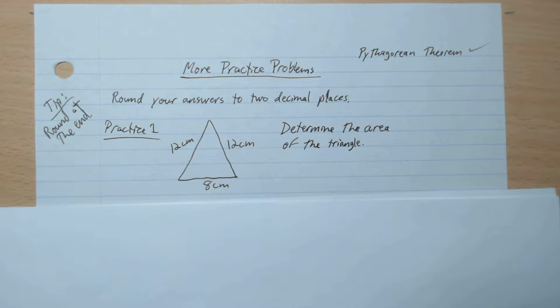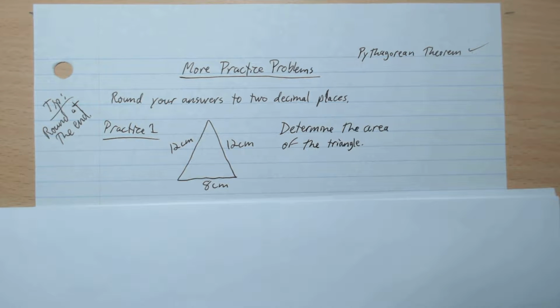So let's get started. Practice 1. Triangle 12, 12, 8. Determine the area of the triangle. Go ahead and pause the video and answer that.